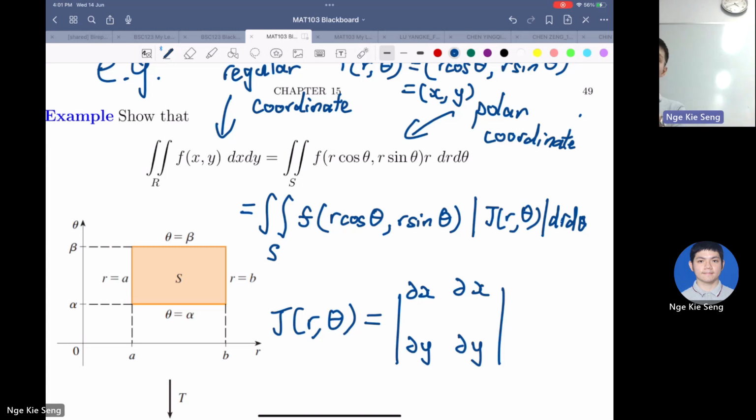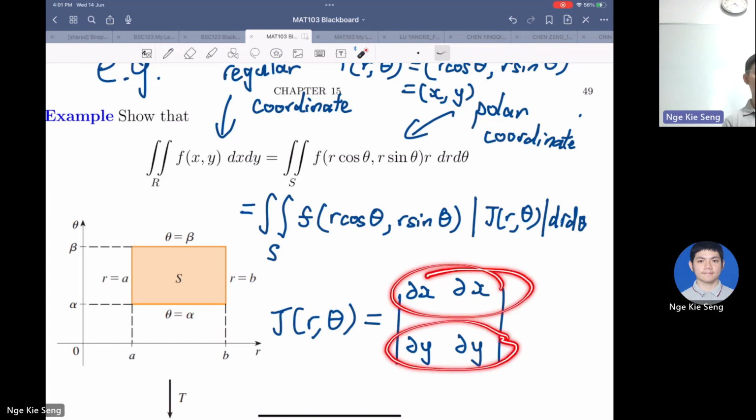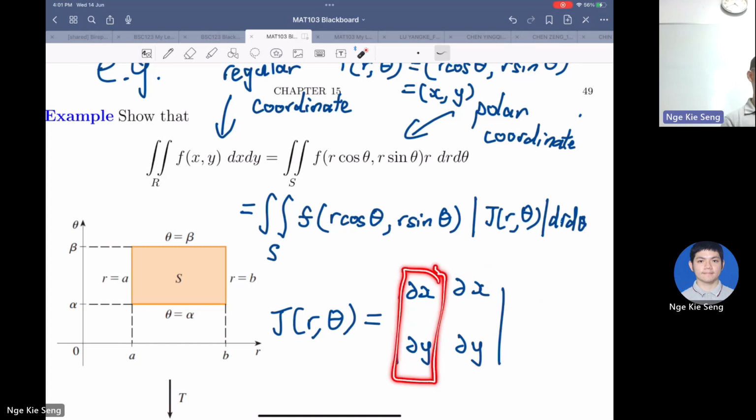You need to consider all sorts of partial derivatives. But how do you arrange these partial derivatives? You should arrange them so that the first variable is on the first row, the second variable is on the second row, and the one that you differentiate with respect to goes in the same column. What do I mean by that?